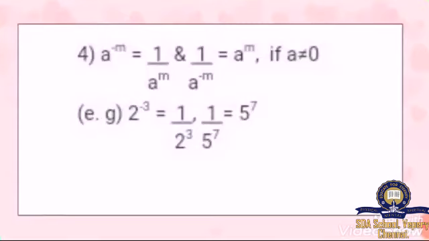Let me move on to the next rule. The next rule is: a to the power minus m is equal to 1 divided by a to the power m, and in the same way 1 divided by a to the power minus m is equal to a to the power m, if a is not equal to 0. For example, 2 raised to the power minus 3 is equal to 1 divided by 2 raised to the power 3. In the same way, 1 divided by 5 raised to the power minus 7 is equal to 5 raised to the power 7.